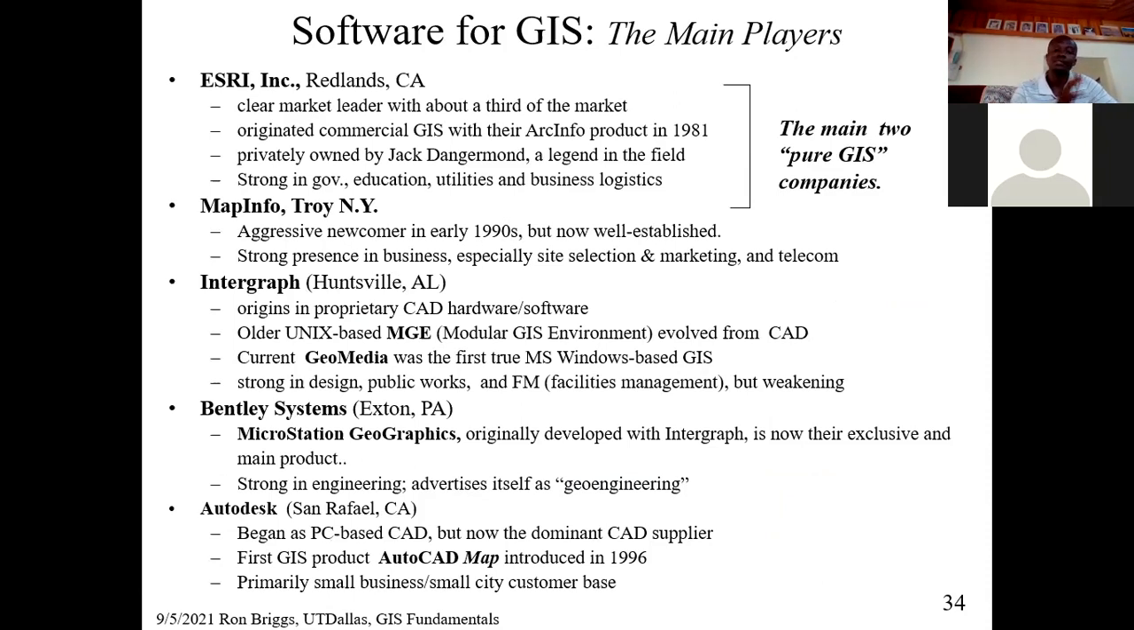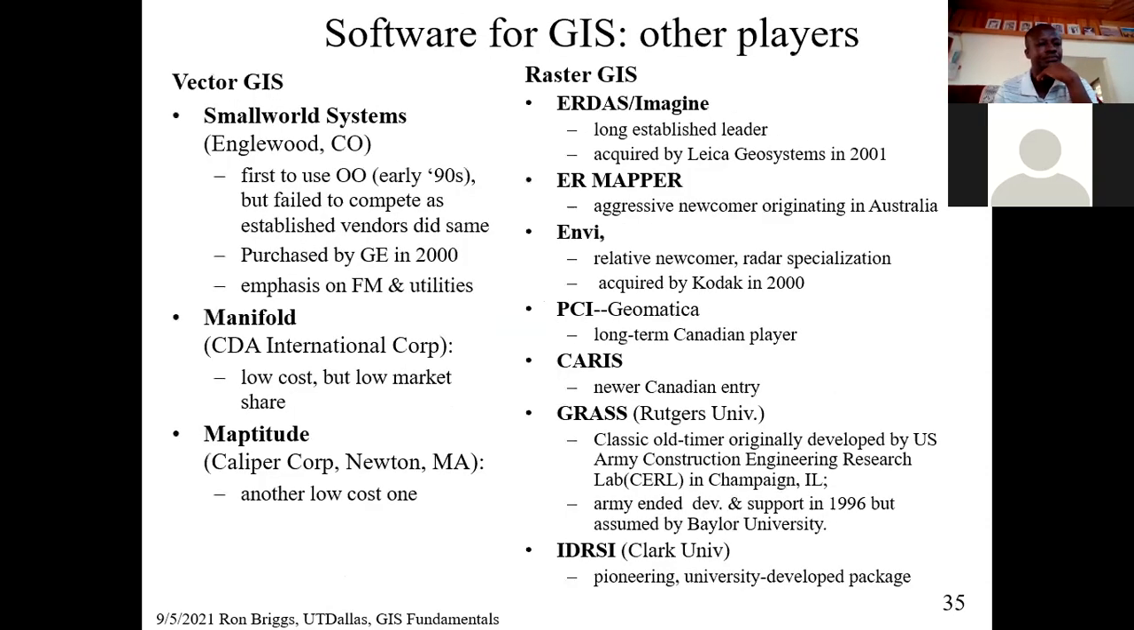ArcMap, MapInfo, Intergraph, Bentley. Autodesk is doing its own thing. These are businesses. They are the actual commercial software, proprietary software. You buy them, you pay for licenses to use them, etc. Except if your university buys it, then that's a different thing altogether.